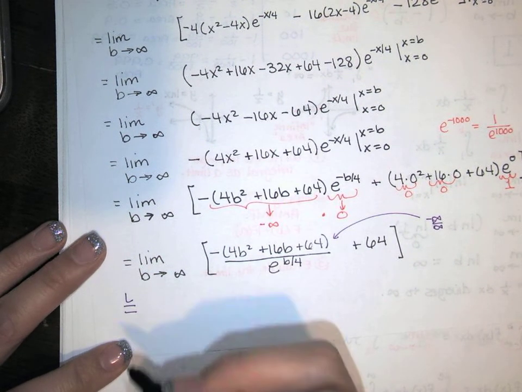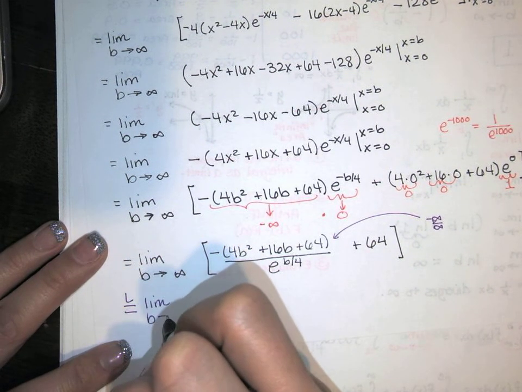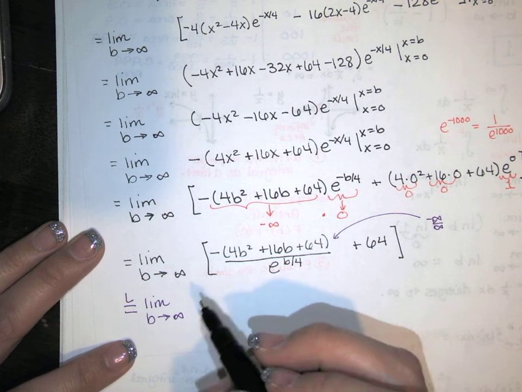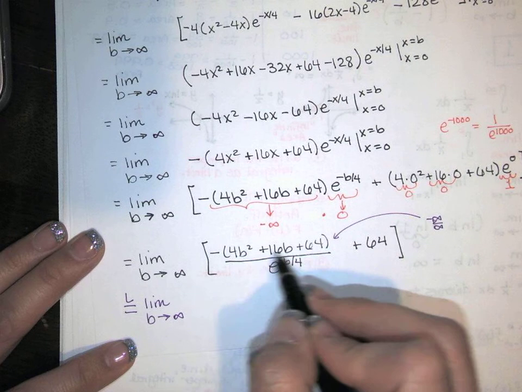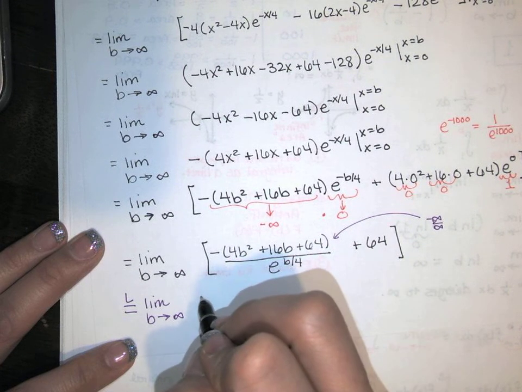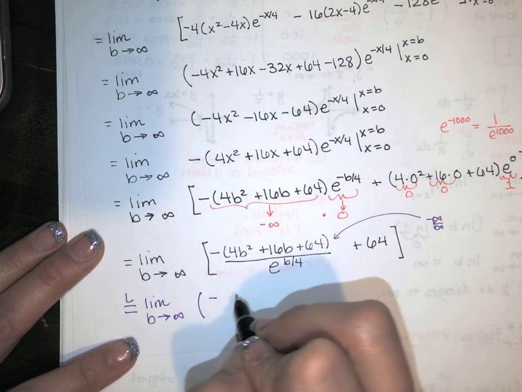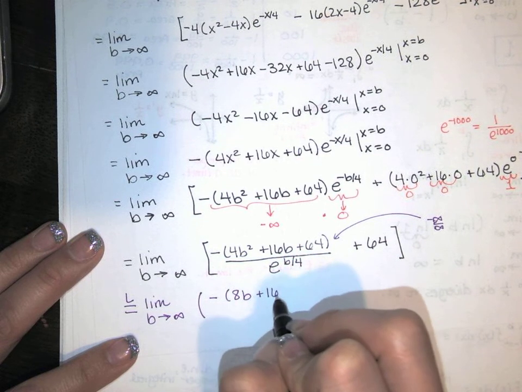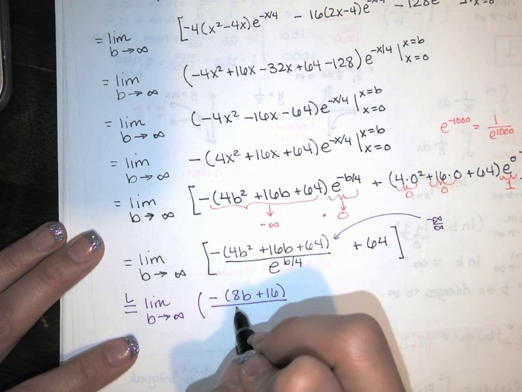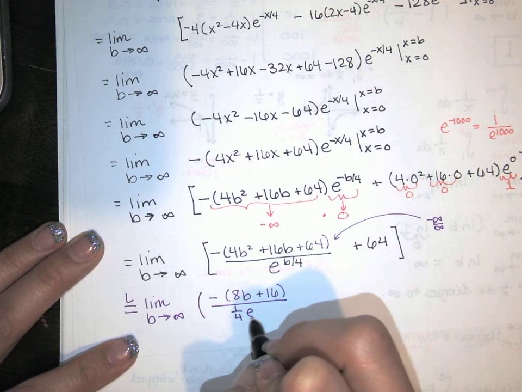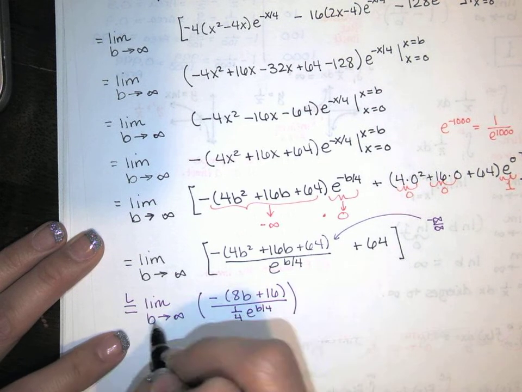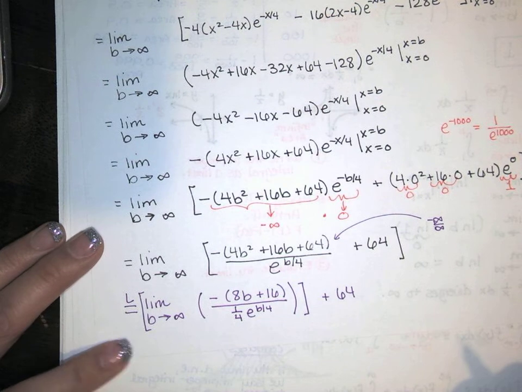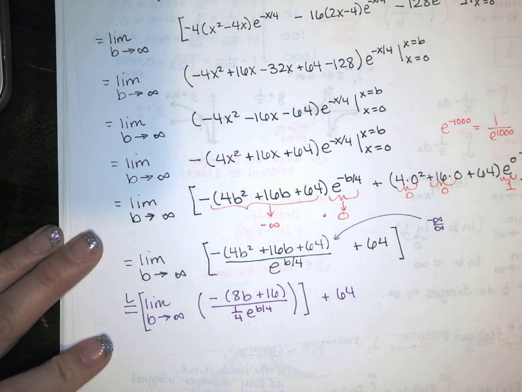We always put an L over our equals sign when we apply L'Hopital's rule. Remember what L'Hopital's rule says? It says the limit of this is the same as the limit of this. You take the limit of the derivative of the numerator and the derivative of the denominator, and you're going to get the same answer. So the derivative of the numerator here is 8b plus 16. Derivative of the denominator is 1/4 e to the b over 4. So we're taking the limit of that and take that answer and add 64 because the limit of 64 is just 64.